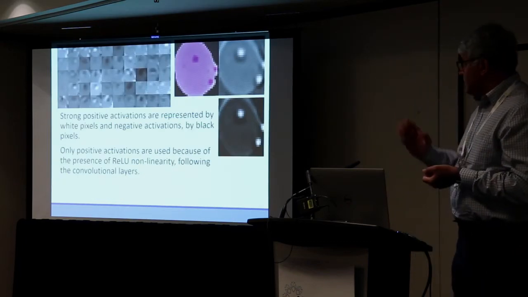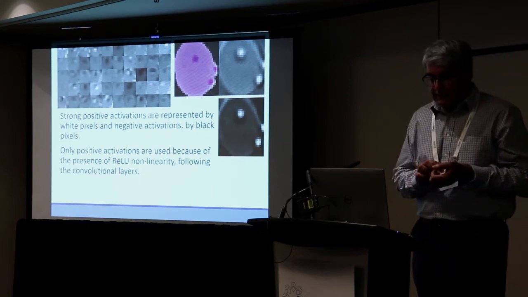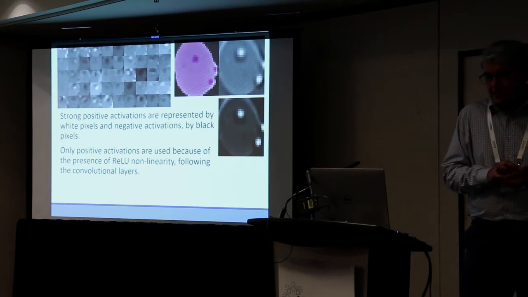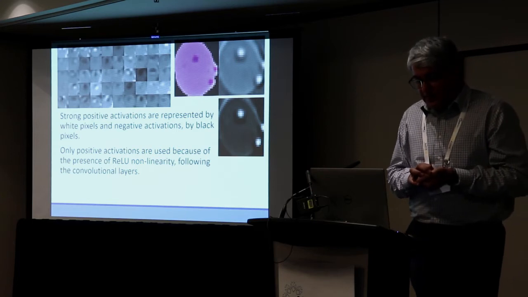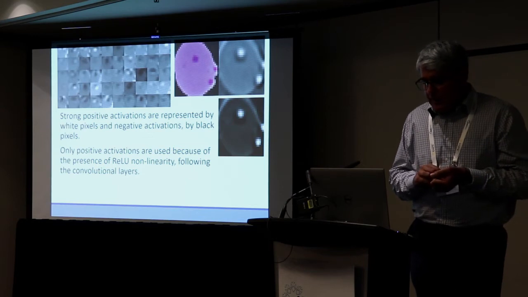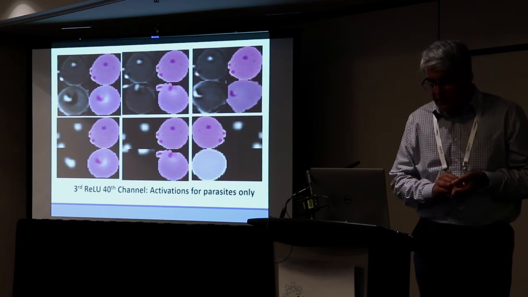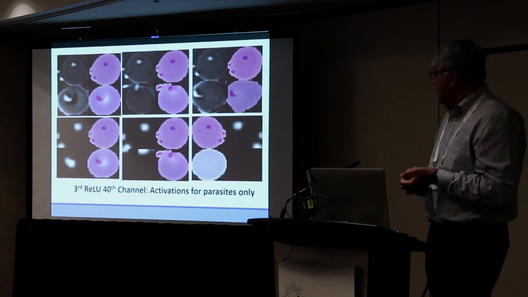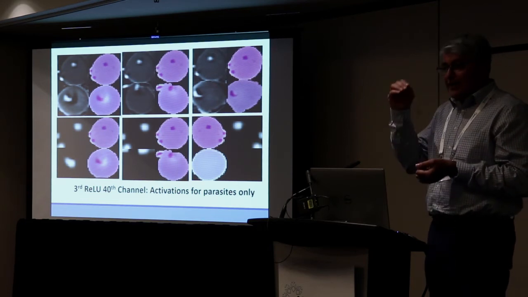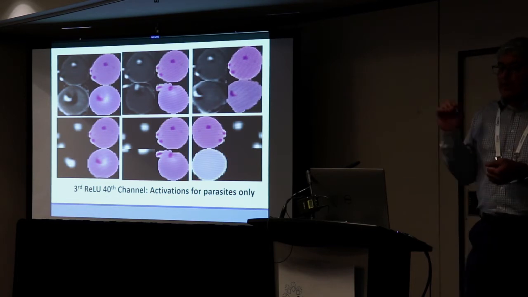And so, like I said before, strong positive activations are represented by white pixels, and negative activations are black pixels, and you can threshold and pick what you're interested in. So we're only picking the positive activations because of the presence of nonlinearity in the rectified linear units in the remaining layers. So here's an example of the third unit with the 40th channel. And how is this done? Not automatically. We actually manually visualized every one of these to find out what pathway was good.